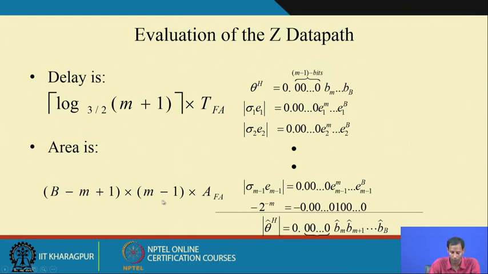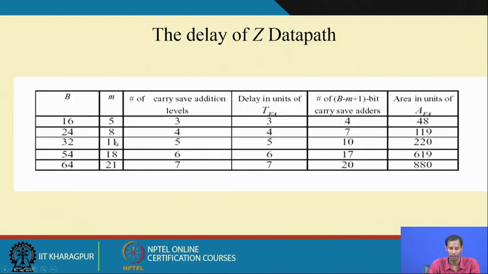So, this much area means, for m minus 1 stages there is one term, and then again B minus m plus 1 stages. Both are considered together, and then multiplied with one unit of full adder area to get the total area. But delay wise it is reduced, because I am running the CORDIC only for the m number of iterations in sequential mode. That is why the delay is reduced over here.